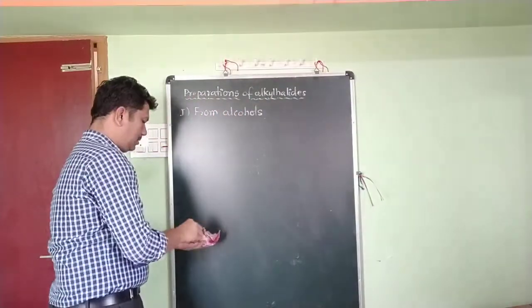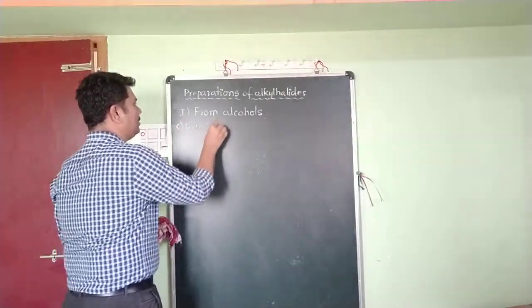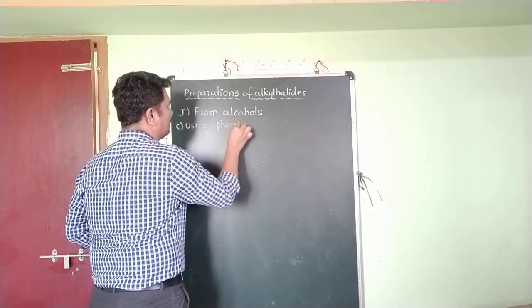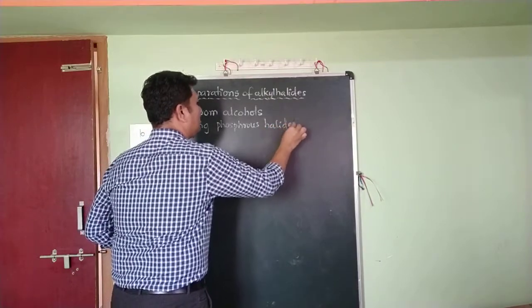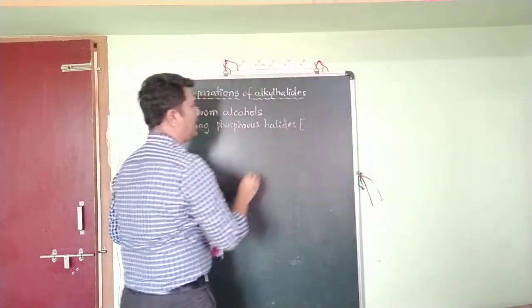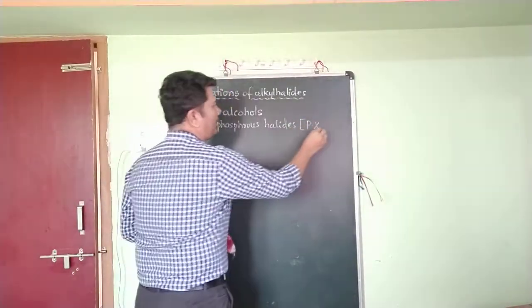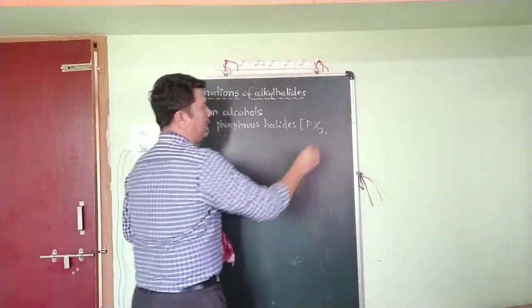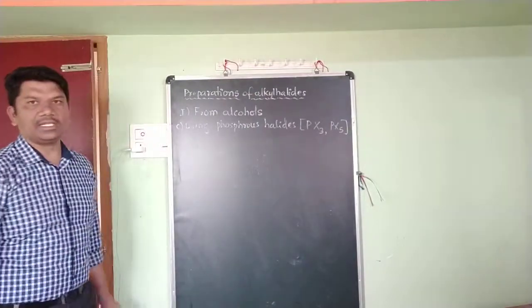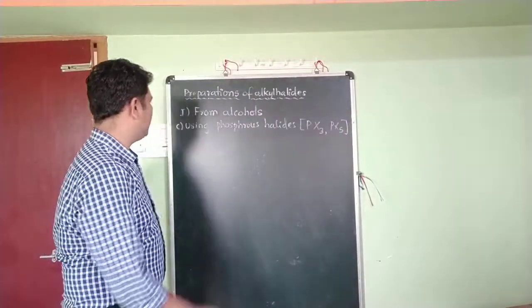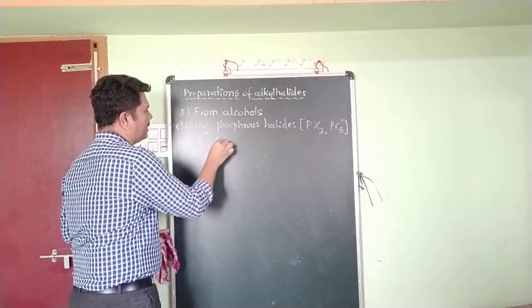The third method is using phosphorus halides. Phosphorus halides means phosphorus halide, that is PX. For your syllabus, PX3 is there and PX5 is there. So using phosphorus halides we can prepare alkyl halides. First one, using PX3.